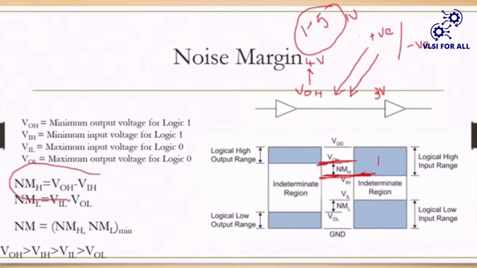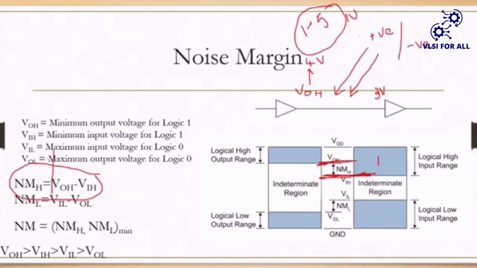Okay, so this one, guys, is noise margin high. Noise margin high means VOH minus VIH. Similarly for noise margin low, which is VIL minus VOL. Guys, as I told you before, the noise margin must be as high as possible. That means NMH must be high and NML must be high.